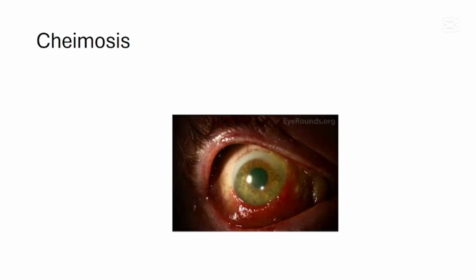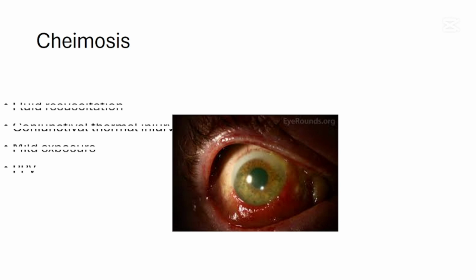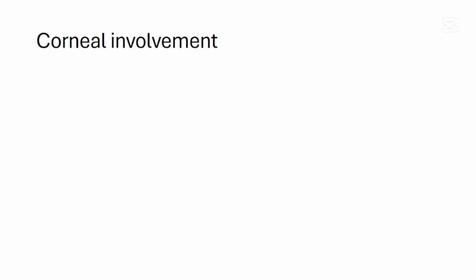So what does chemosis, or the swelling of the conjunctiva, mean? This might be due to fluid resuscitation. People with burns are given fluids very fast, and these fluids move from the intravascular to the extravascular compartment. So this is another place where you can have chemosis. And there might be conjunctival thermal injury, there might be exposure, and you might also have high intraocular pressure due to high venous pressure from cerebral injuries as well.